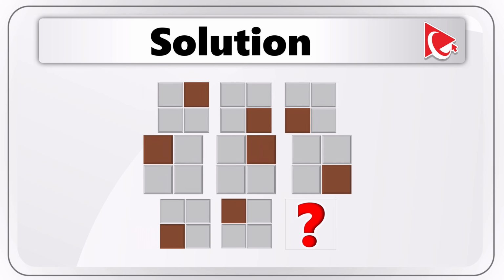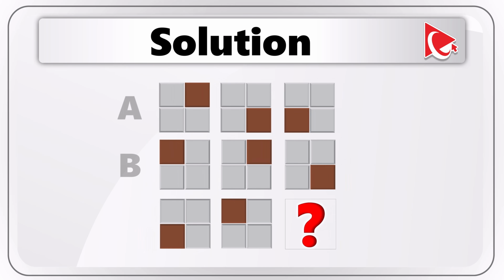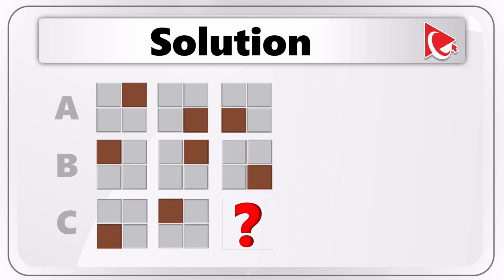To better understand the rows, let's mark each one of them with a letter. From top to bottom, the rows will be A, B, and C. Now let's look closely at the darker squares in row A. From left to right, the darker square shifts clockwise when we go to the next item.